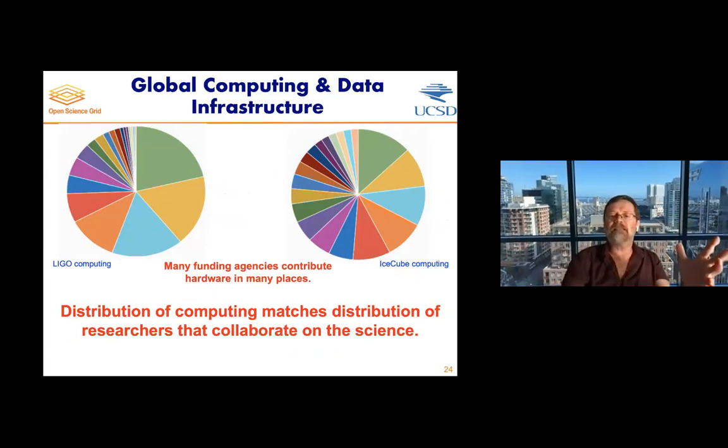And what that means is that the computing is equally global. What I'm showing you here is the pie chart of the computing for LIGO and the pie chart of the computing for IceCube. Every pie is a computing center somewhere in the world. And you can see that no one pie contributes a really large piece.